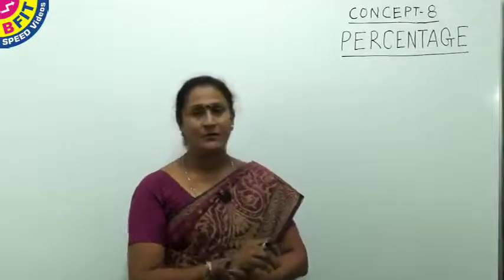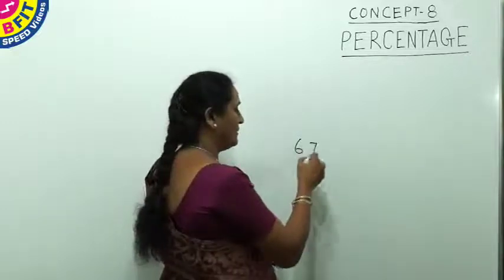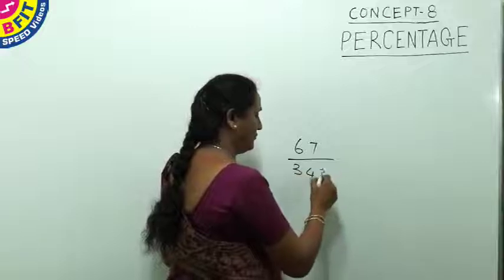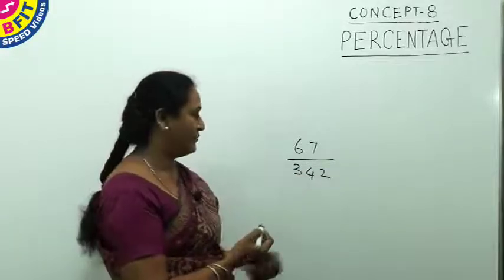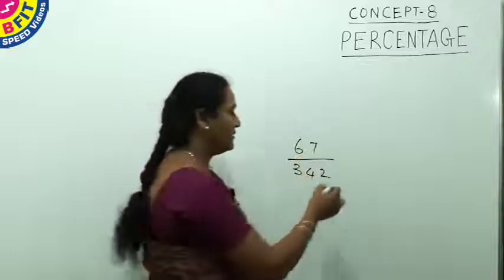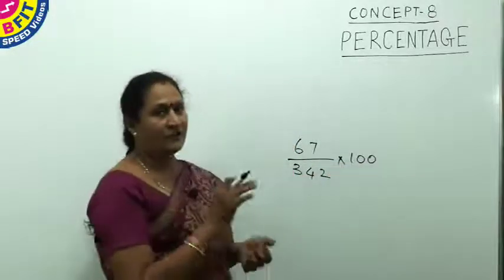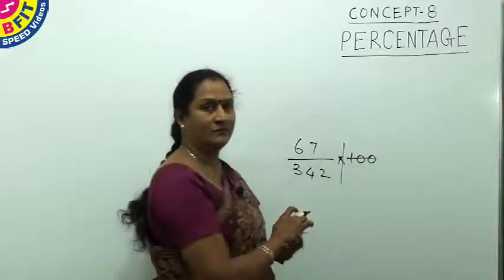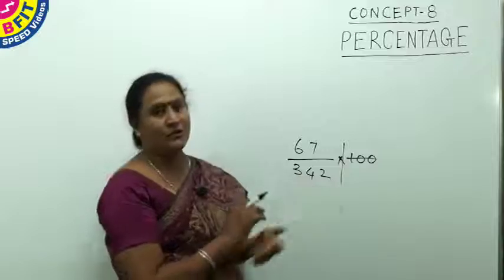Suppose you have a number like 67 by 342. So 67 is what percent of 342? It is 67 by 342 into 100. Whenever you are finding a percentage, don't touch this 100 at all. Just see what percent of the denominator is the numerator.